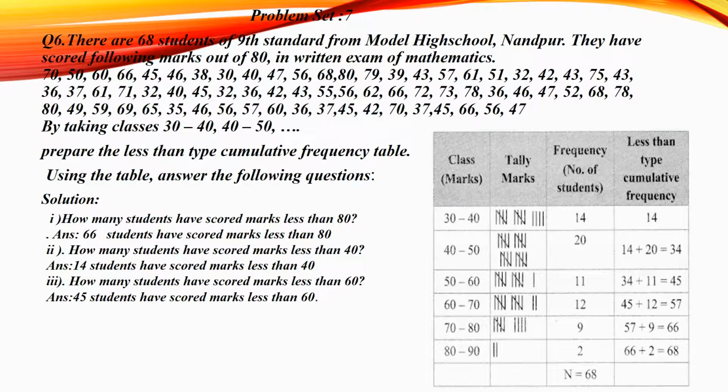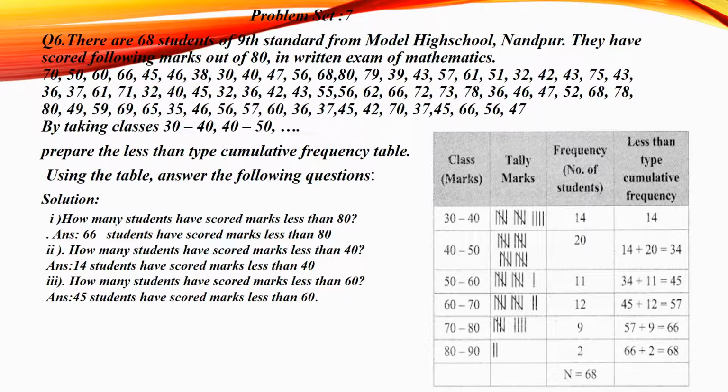Ninth standard from Model High School, Nandapur. They have scored the following marks out of 80 in the written exam of mathematics: 70, 50, 60, 66, 45, 46, 38, 30, 40, and so on. By taking classes 30 to 40, 40 to 50, and so on, prepare the less than type cumulative frequency table. Using the table, we have to answer the following questions.